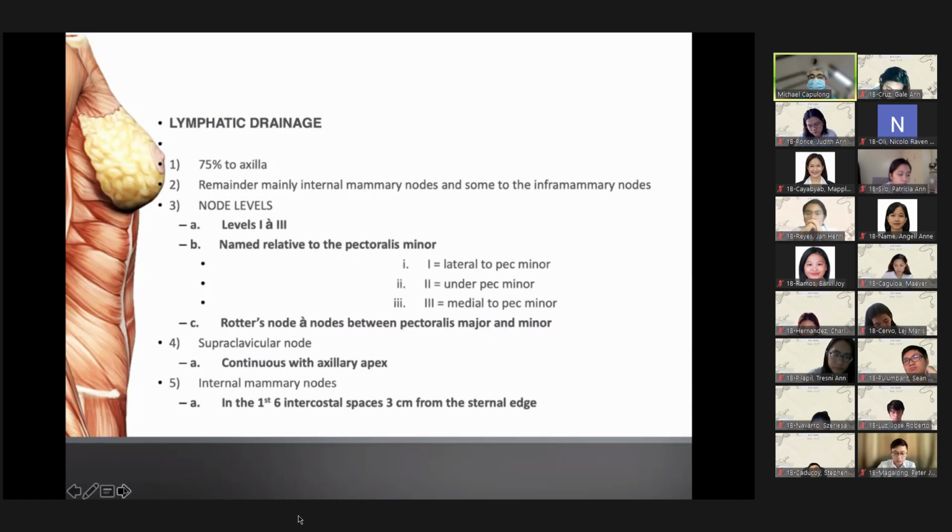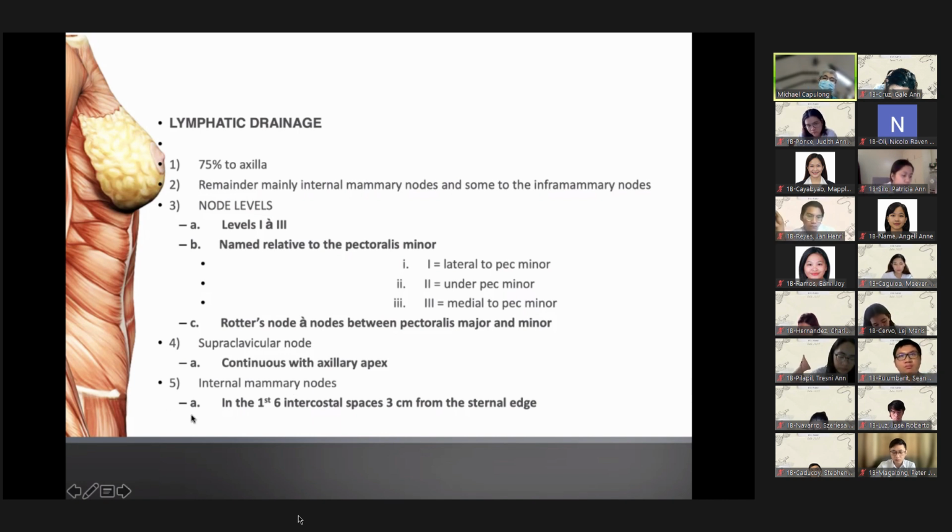There are times also that you will see drainage going to your supraclavicular nodes. So supraclavicular nodes, and this will be continuous with your axillary apex, at the tip of your axillary chain of nodes. Okay.